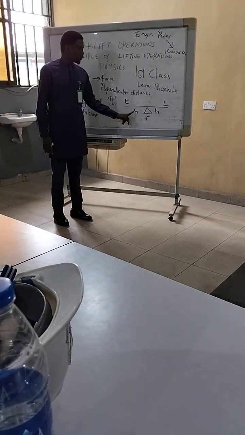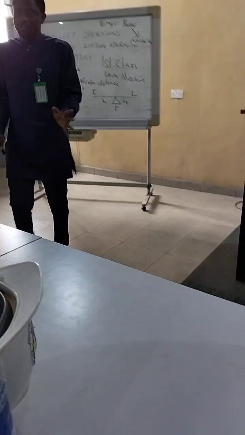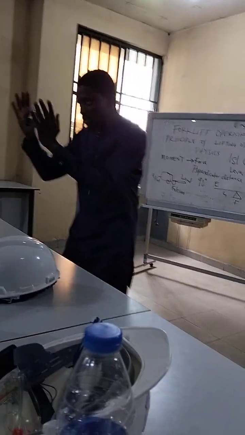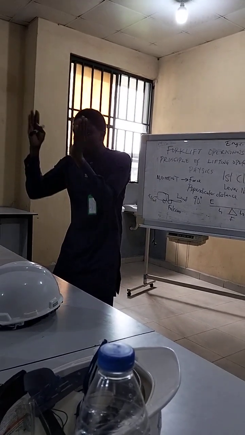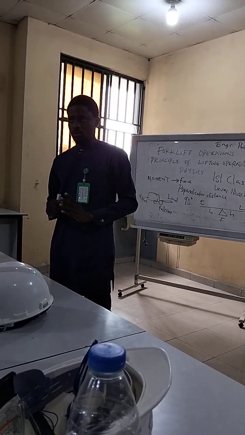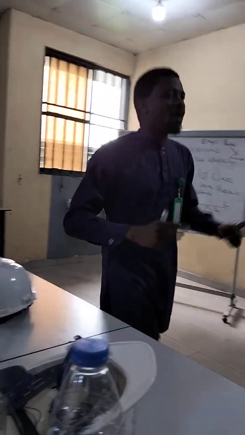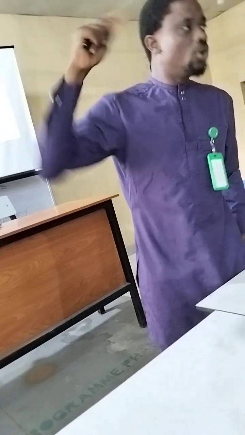When we multiply this effort and the distance, we have the moment as a result of the counterweight. When we calculate the force of the load times the distance, we also have what? The moment of the load. Now, for our forklift to be stable, the moment of the effort must always be greater than the moment of the load. That is how we get our capacity.